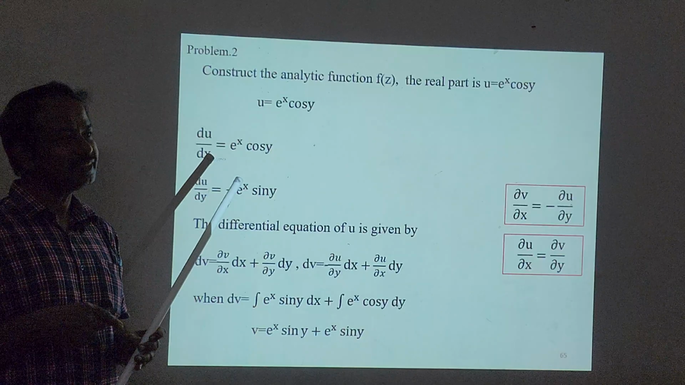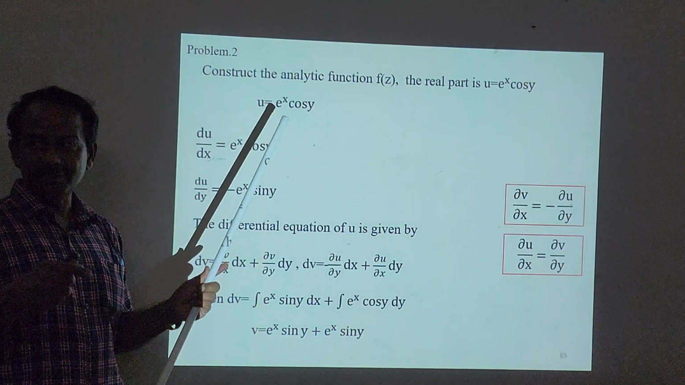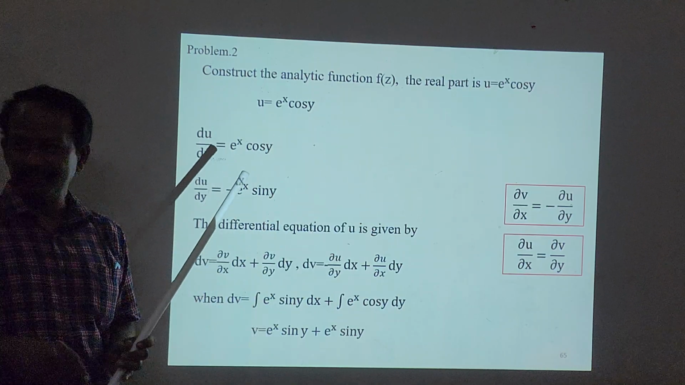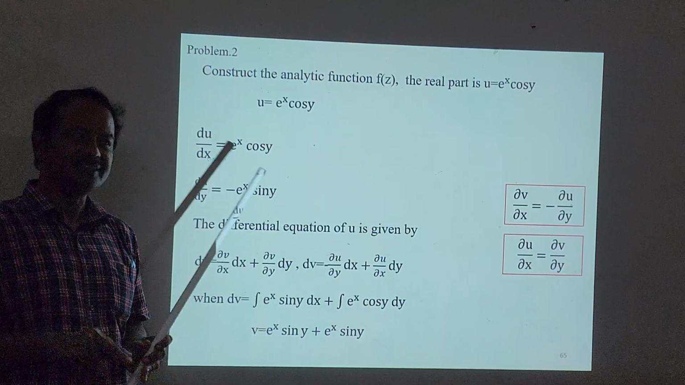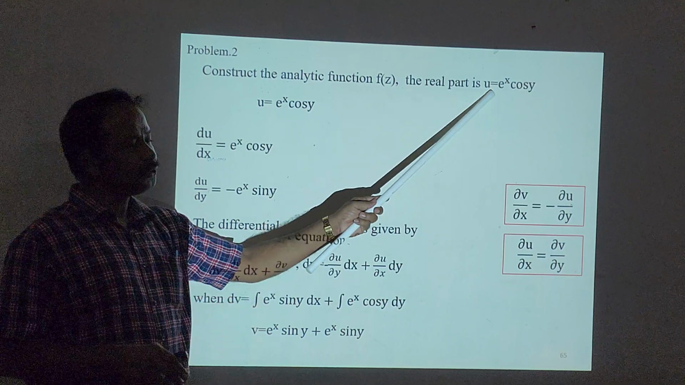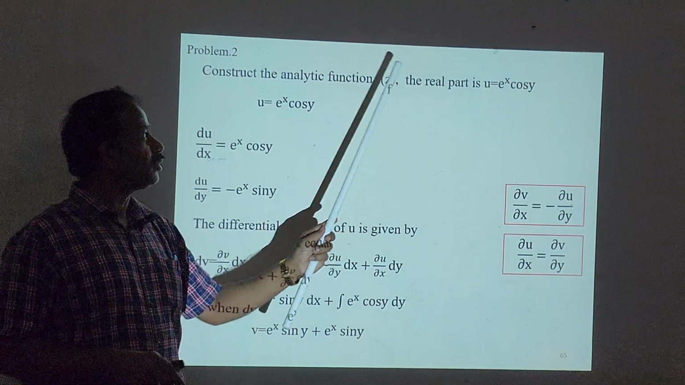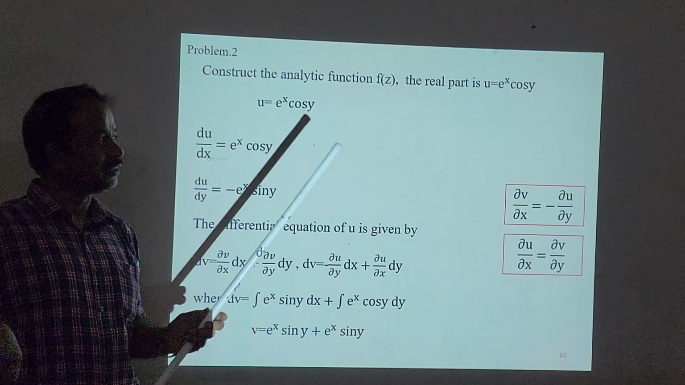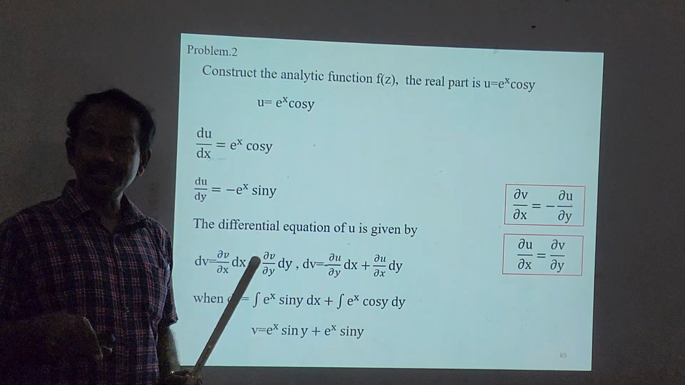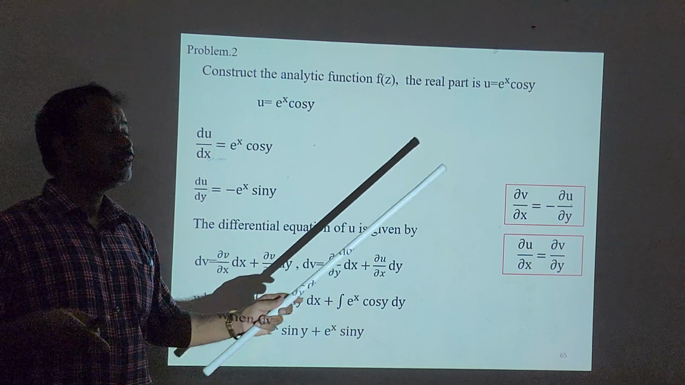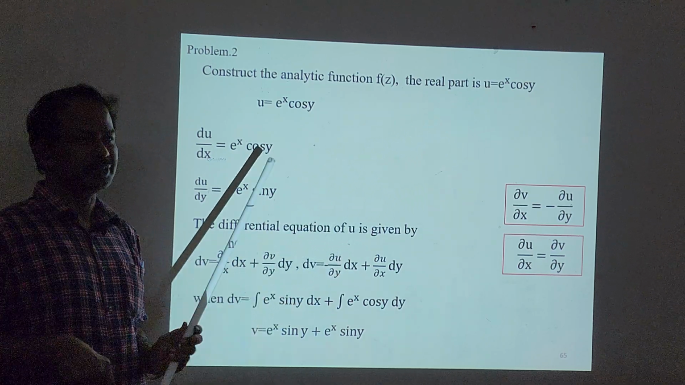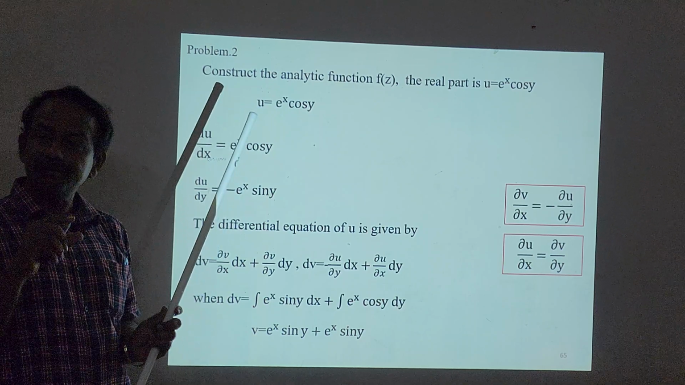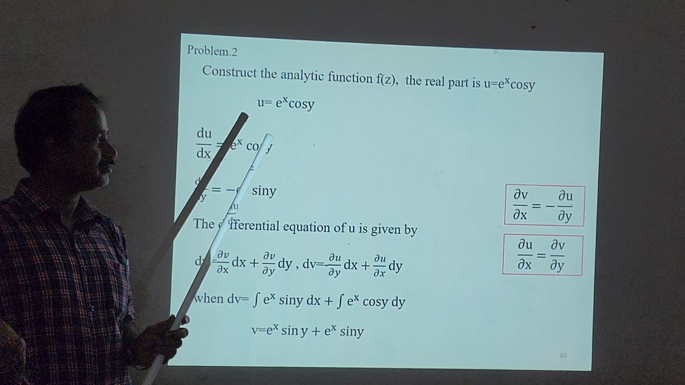We are going to construct f of z equals u plus iv, whereas u is given. So we will have to find out v using the Cauchy-Riemann equation. Is it clear? See, u is given. To construct the analytic function f of z equals u plus iv, u is given and we will have to find out v using the Cauchy-Riemann equation. We can do it easily, and we can add these two, that will give you f of z, u plus iv.